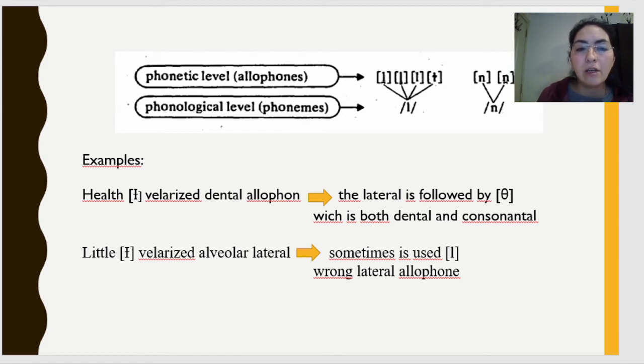We have a phonetic level, which is allophones, and a phonological level, phonemes. For example, "health" has a velarized dental allophone. The lateral is followed by a dental consonant. And "little" has a velarized alveolar lateral. Sometimes a wrong lateral allophone is used.